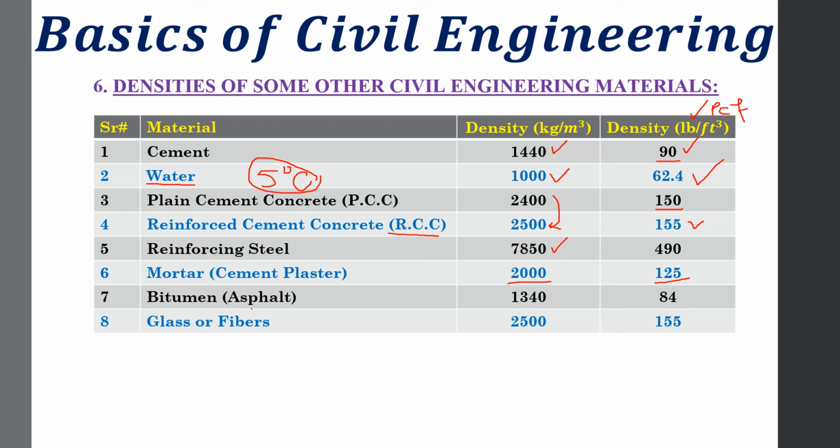And for bitumen, the density is 1340 kg per meter cube. It means this is equal to 84 PCF. And for glass or fiber used in civil engineering construction, the density is 2500 kg per meter cube, and in PCF it will be equal to 155 or 156 PCF.